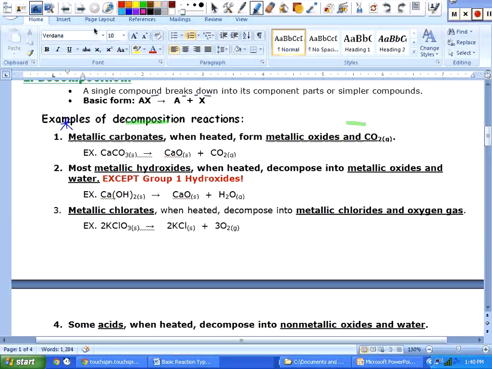All right, let's look at the next one. Most. Listen, does that say all? No. Most metallic hydroxides, when heated, decompose into metallic oxide. So again, we have a metal hydroxide decomposes into metallic oxides and water. All right, look at that. Most metallic hydroxides, when heated, decompose into metallic oxides and water. What is the one exception? Group 1s. This is what I need you to put beside this.